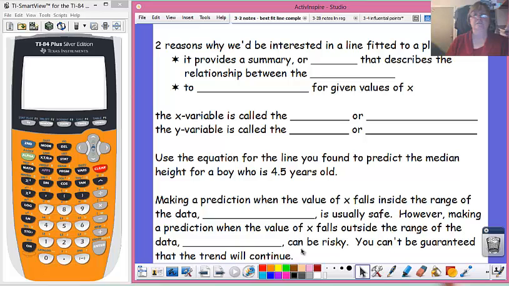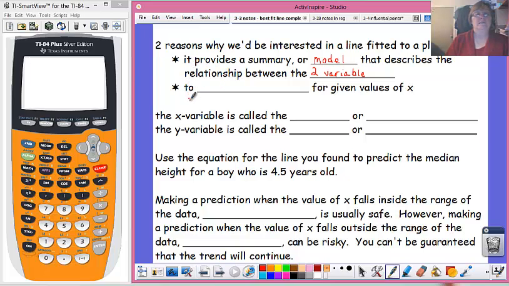There are a couple of reasons why we'd be interested in having a line that fits a scatter plot. Number one, it provides a summary or mathematical model, if you will, that describes the relationship between the 2 variables. In our case, that relationship was 2.76 times age plus 30.28 inches should give us the height of a boy between the ages, say, of 2 and 7, since that's what we used to generate our data.